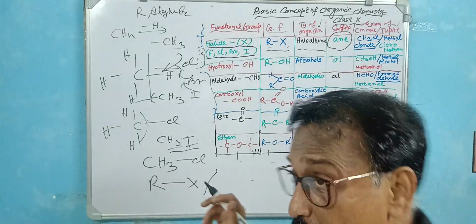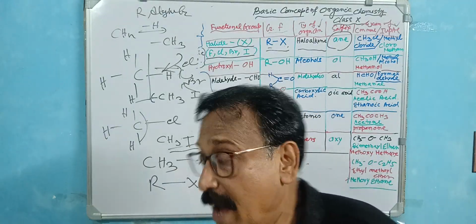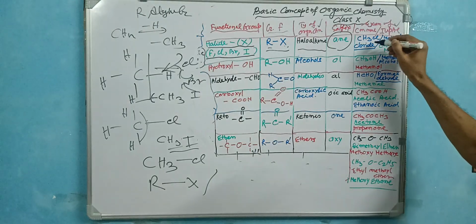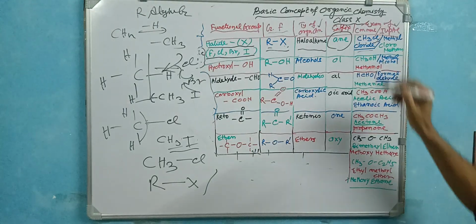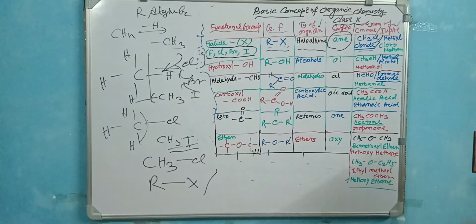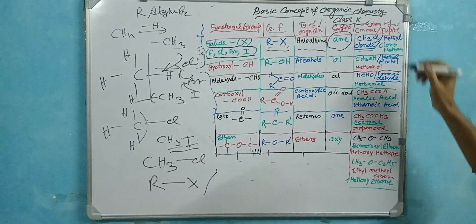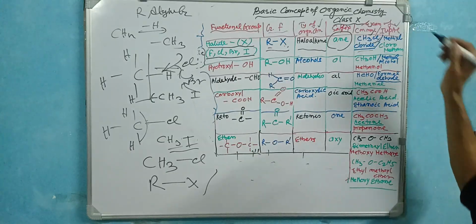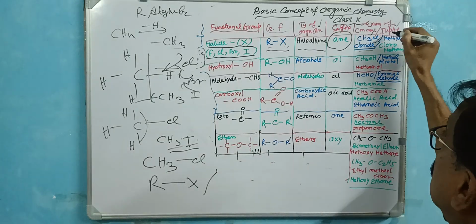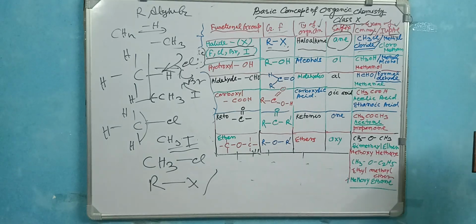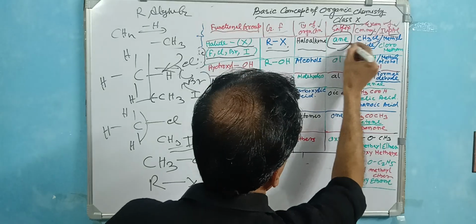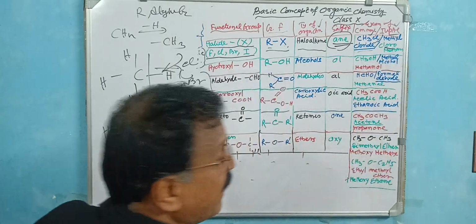What is the name of this suffix? CH3Cl is methyl chloride. But this is a common name. What is the IUPAC name, the International Union name? This is chloromethane, because chlorine is there.